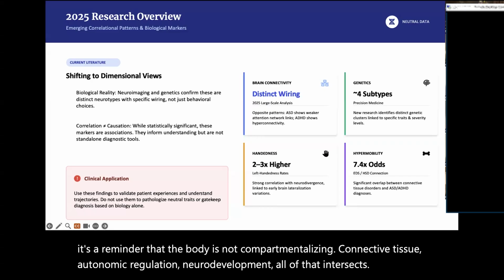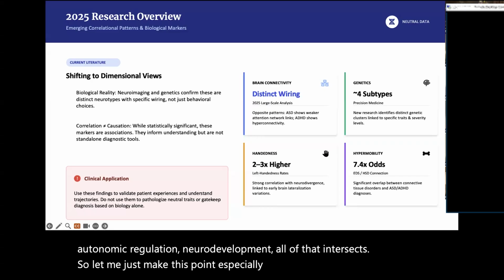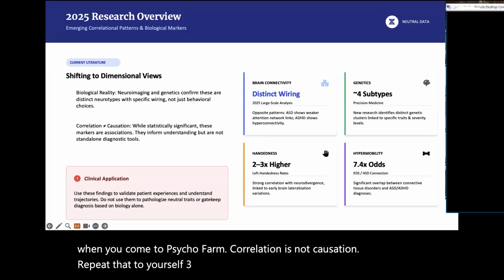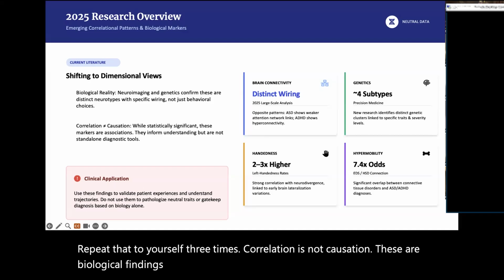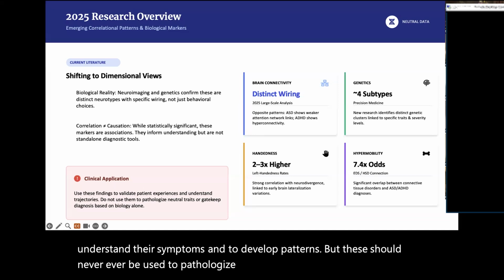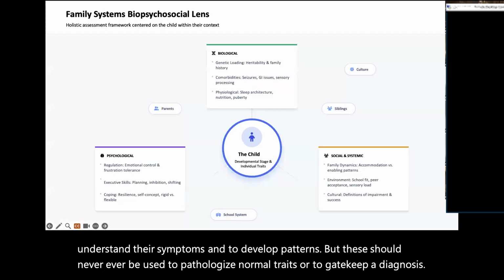So let me make this point especially clear here, and I'll do this again when we come to psychopharm. Correlation is not causation. Repeat that to yourself 3 times. Correlation is not causation. These are biological findings that help you validate the patient's experience and understand their symptoms and develop patterns, but these should never, ever be used to pathologize normal traits or to gatekeep a diagnosis. It's bad science if you equate the two.